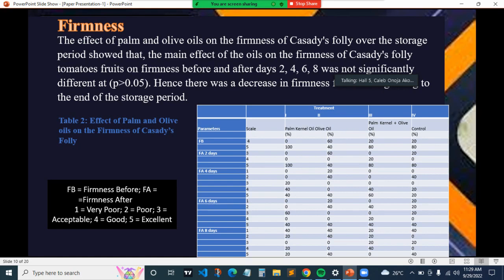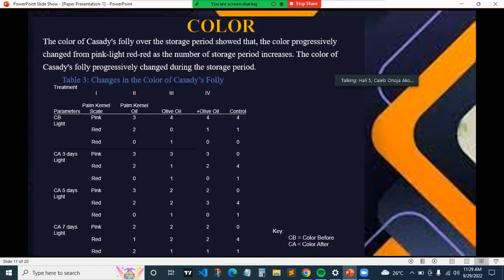So from the table, you could see how this is a scale, and this is for palm kernel oil, this for olive oil, this for palm kernel and olive oil, and this for control. So you could see that as the days progress, the firmness of the tomato was always reducing.